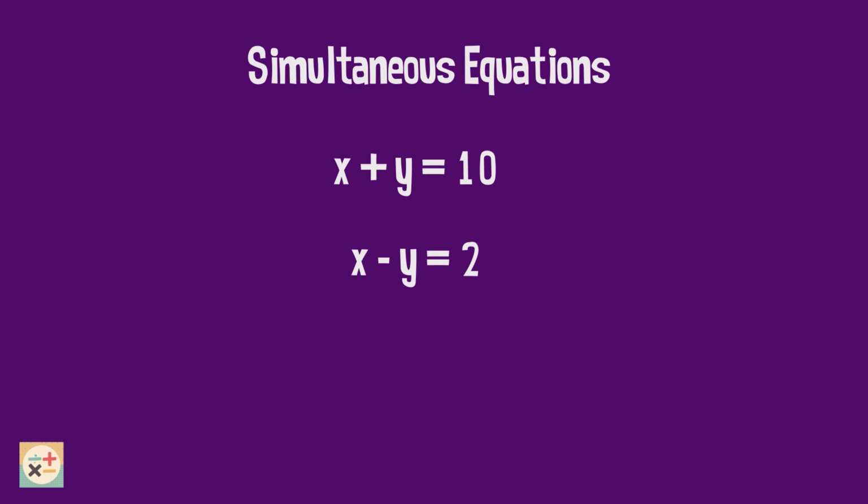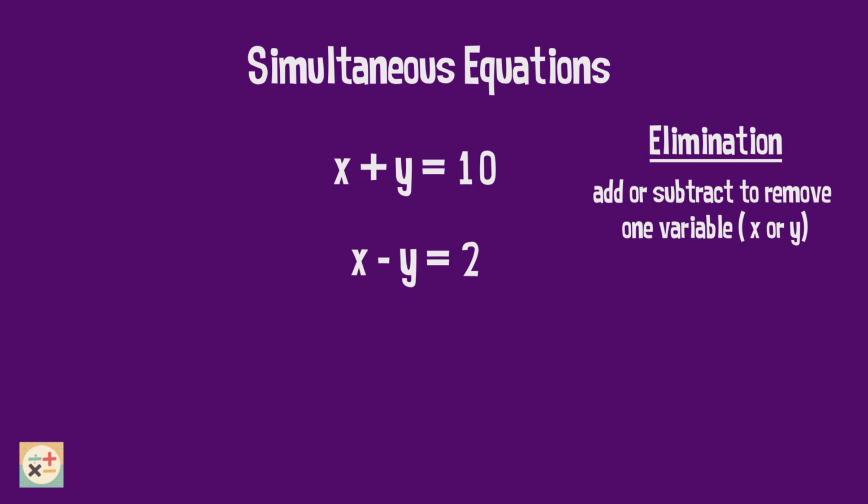The fastest method is usually elimination. That means we add or subtract the equations to remove one of the unknown letters. Here's a reminder of the sign rules you will need in order to identify which one to eliminate.